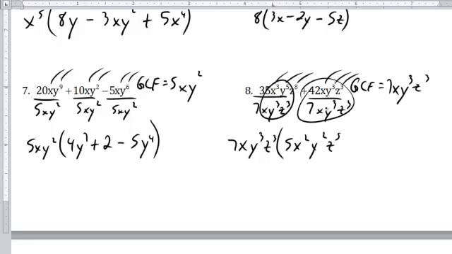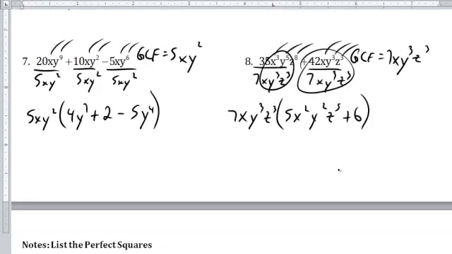And the same thing with this one. It's going to be plus 6, because 42 over 7 is 6. It's x over x cancels, y cubed over y cubed cancels, z cubed over z cubed cancels. So that's it. That's your factored form, greatest common factor.